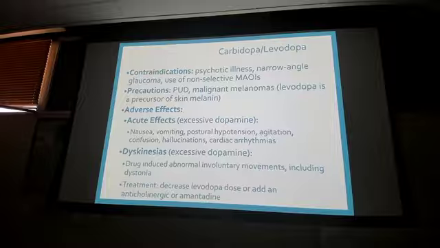If you see that when I back off of my dose, now I'm starting to have a lot of wearing off, I'm having a lot of freezing, then you can add on your anticholinergic or your amantadine, okay?